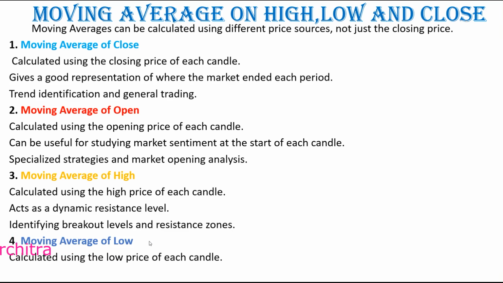Then the moving average of the high is calculated using the high price of each candle. It acts as a dynamic resistance level as well as a support level, and helps in identifying breakout levels and resistance zones. Next is the moving average of low, which is calculated based on the low price of each candle. So these are different ways that we can use the moving averages.